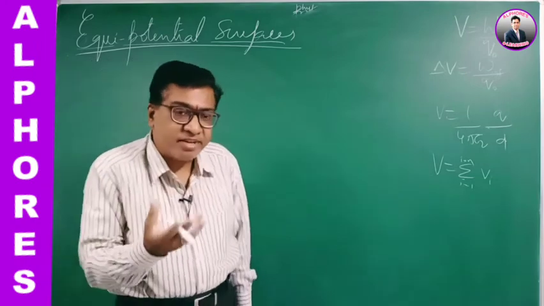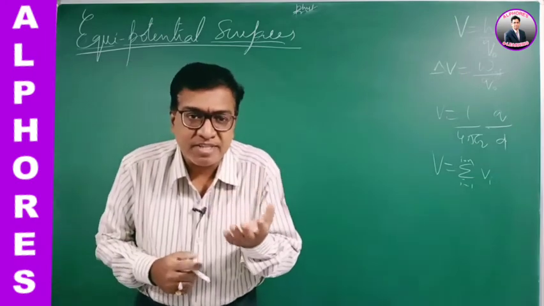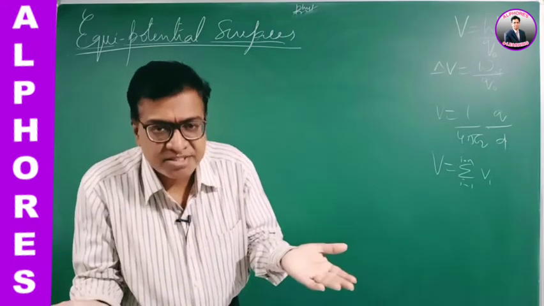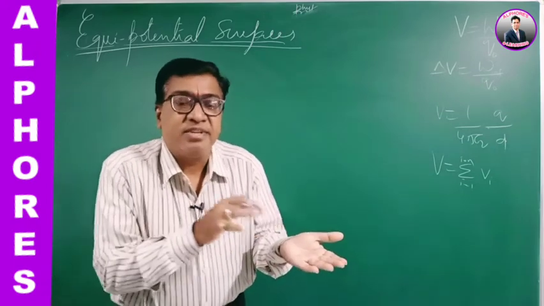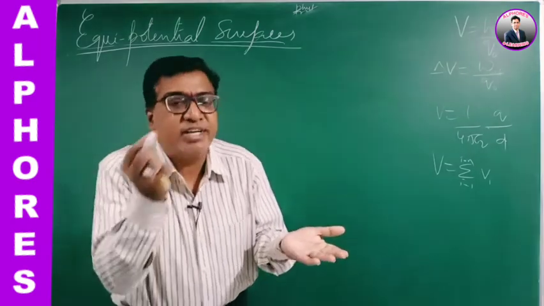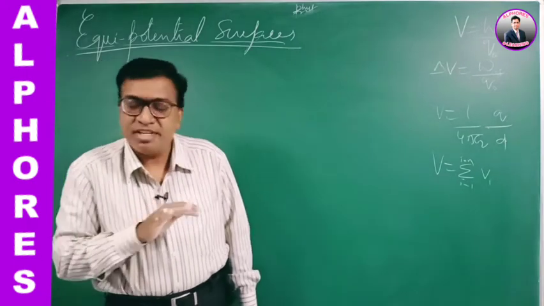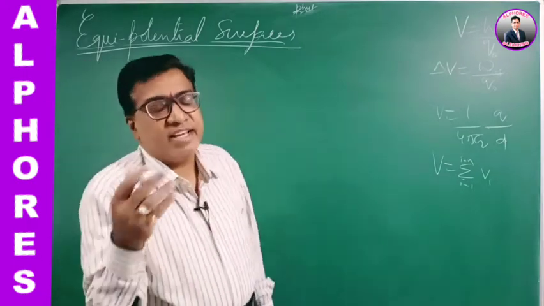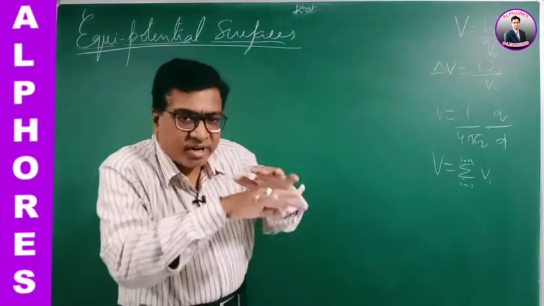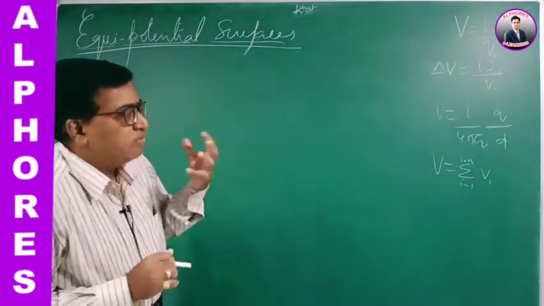What is the significance of an equipotential surface? The equipotential surface is a surface where the potential is the same. The work done in moving any charge from one point to another point on that surface is zero. Now, let us understand how.